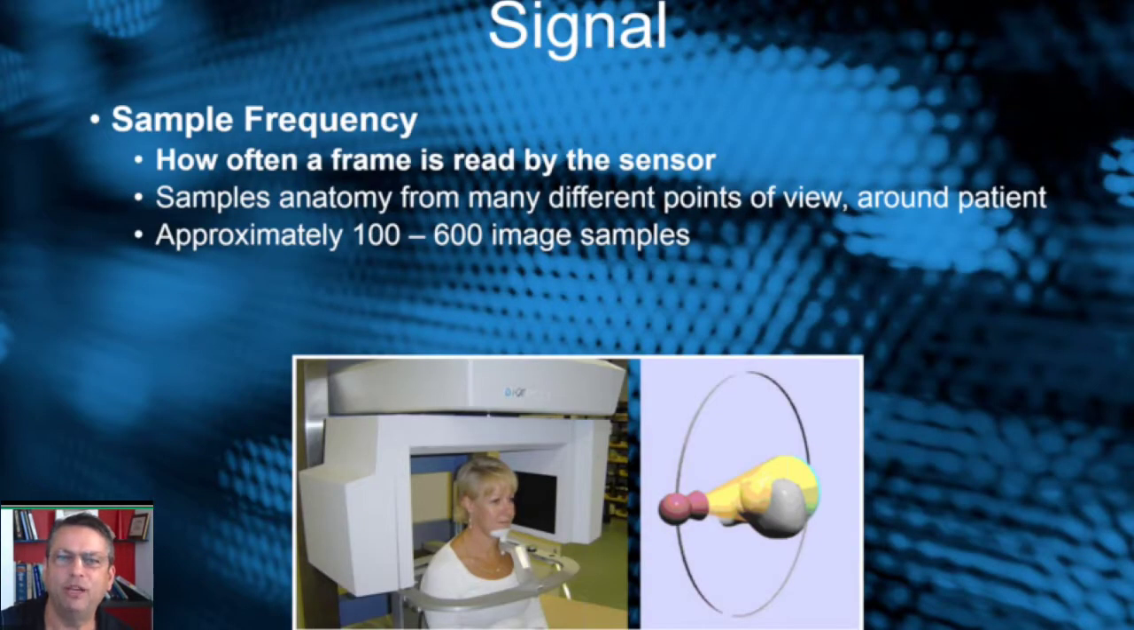In cone beam CT, one of the ways to get signal is to adjust the frame rate of how often the picture is taken. The more frames, the more signal, the more images. So the cone beam takes samples around the patient's anatomy and it collects frames, sometimes between 100 and 600 frames, depending on your machine. The more frames, the more signal, the more good information.